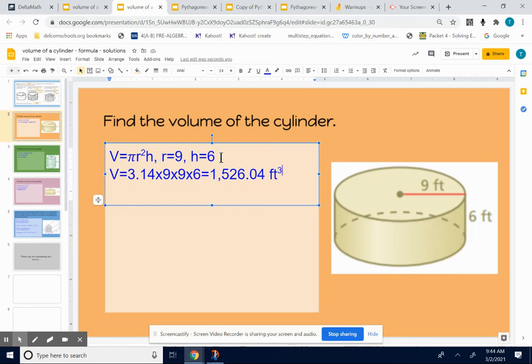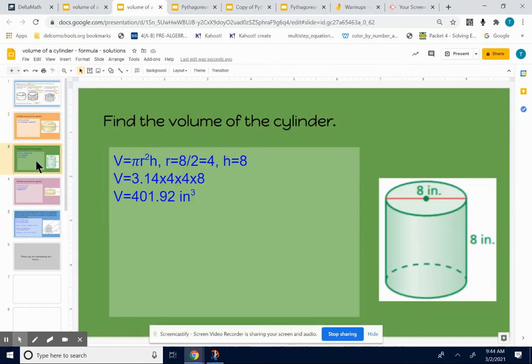Okay, try the next one. Actually, try the next two on your own. So pause the video, do the next two problems, and then check them. Okay, so the next problem, the pi r squared h is the volume.